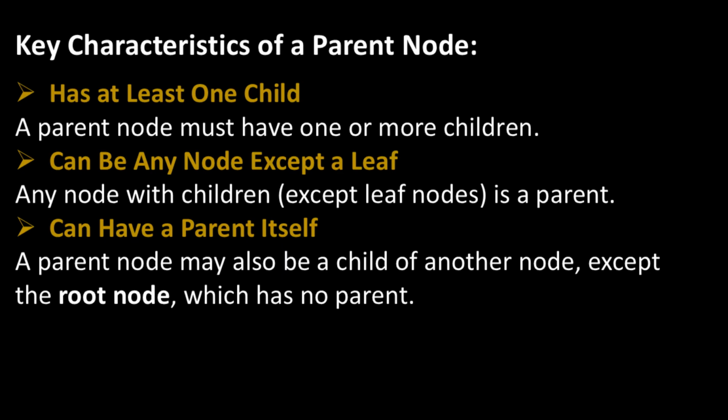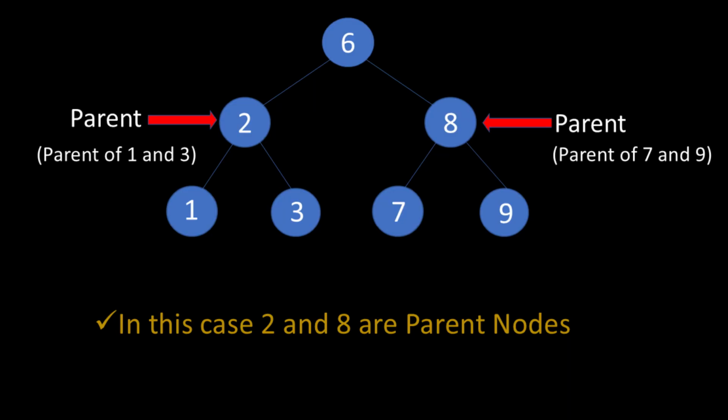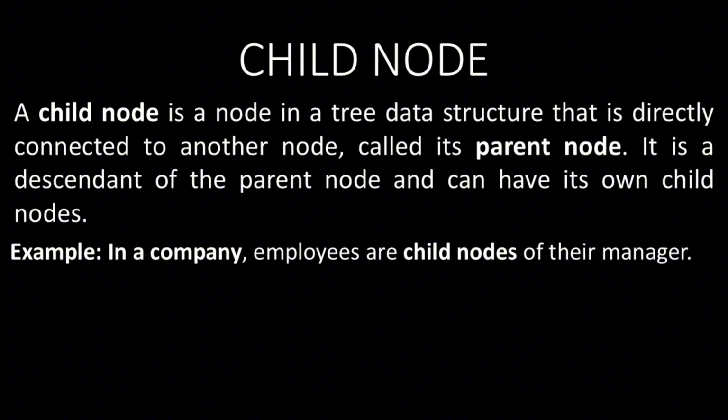As an example, number 2 is the parent of number 1 and 3, and number 8 is the parent of number 7 and 9. So let's see child node. A child node is a node in a tree data structure that is directly connected to another node called its parent node. It is a descendant of the parent node and can have its own child nodes.